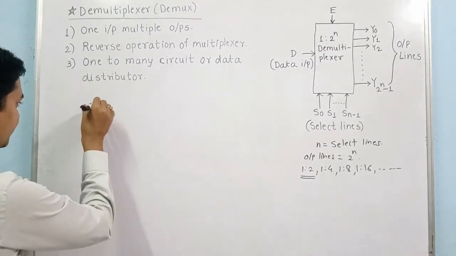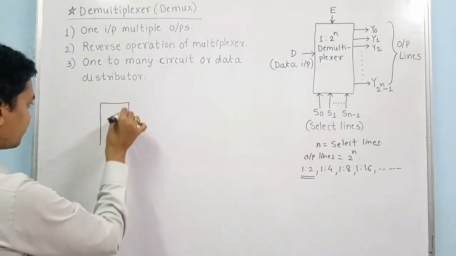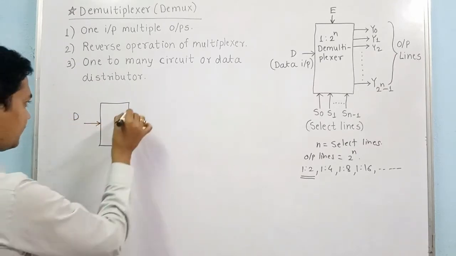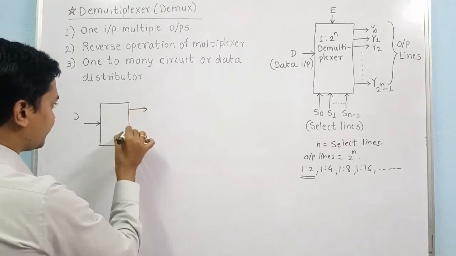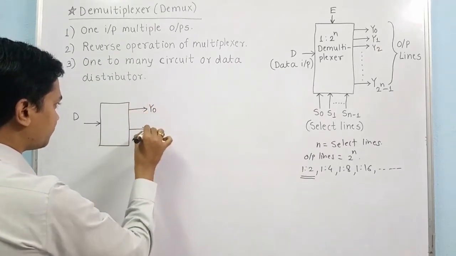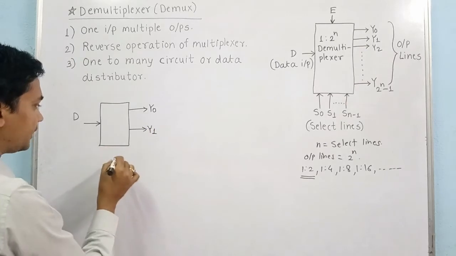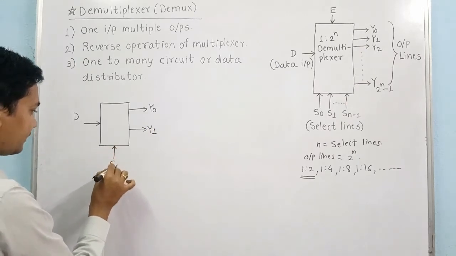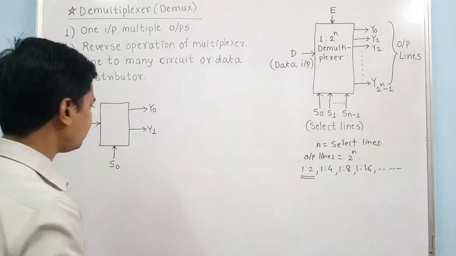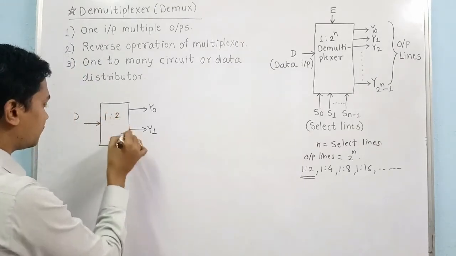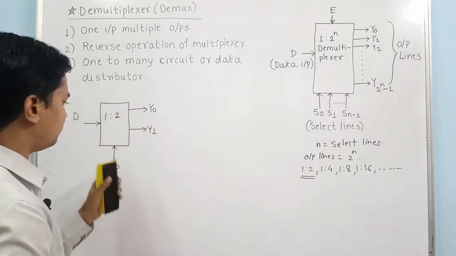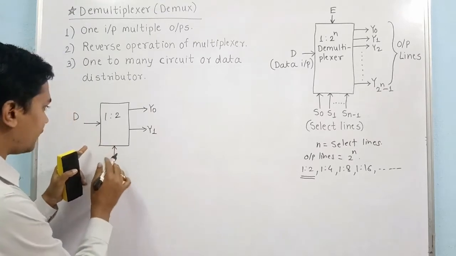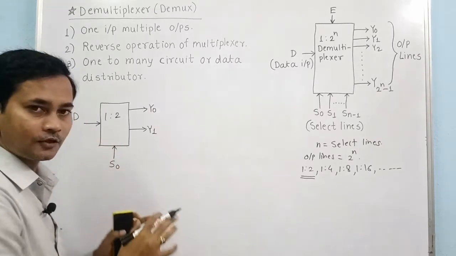Let us draw the symbol of the 1:2 demultiplexer. It has only one input, D, and the output lines will be y0 and y1. How many select lines should it have? Only one select line, which I will name S0. Now from this demultiplexer you have to draw the truth table.